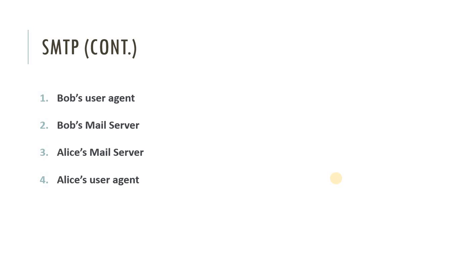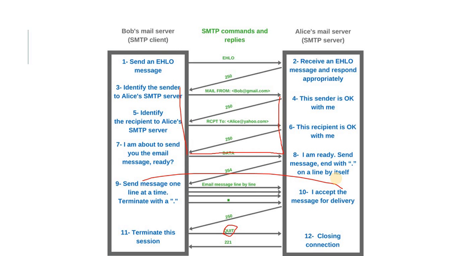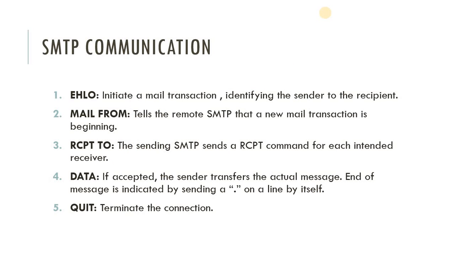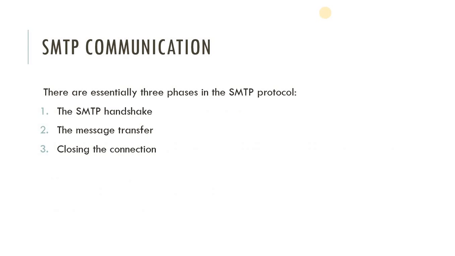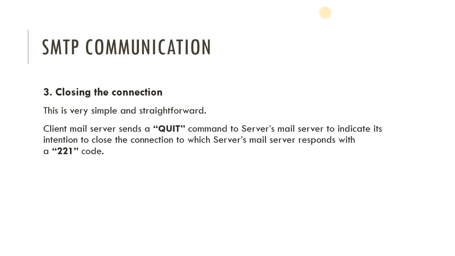It mainly has four agents: Bob's user agent, Bob's mail server, Alice mail server, and Alice user agent. This is a sequence diagram showing how SMTP communication happens between the client mail server and the receiver mail server. These are the commands used for communication with the SMTP protocol, and it is mainly a three-phase process: handshake, message transfer, and closing the connection.